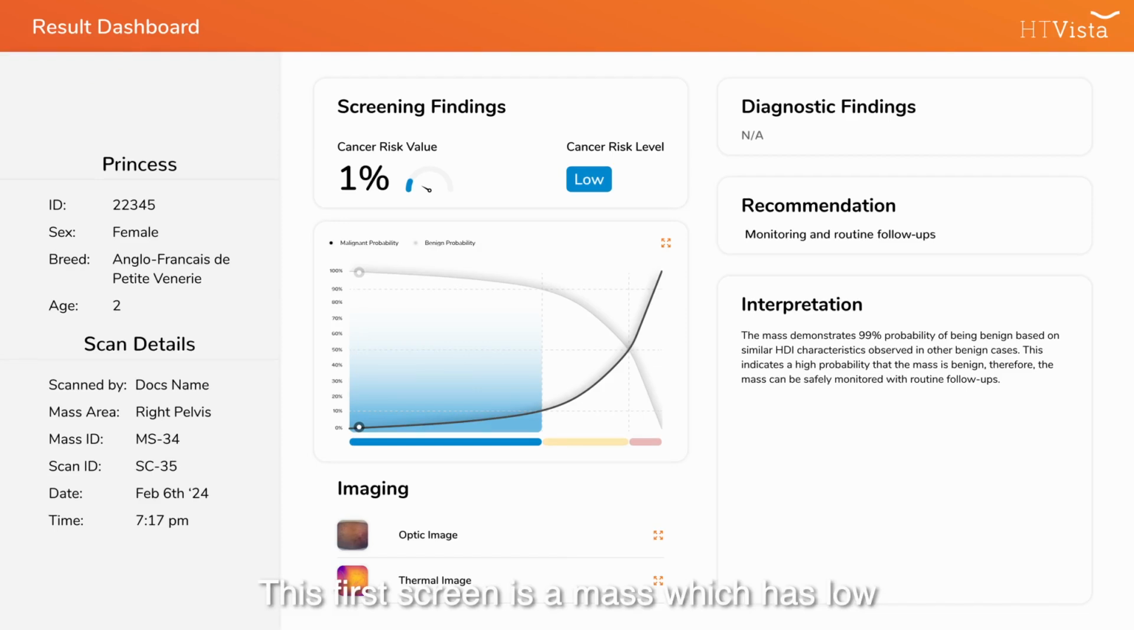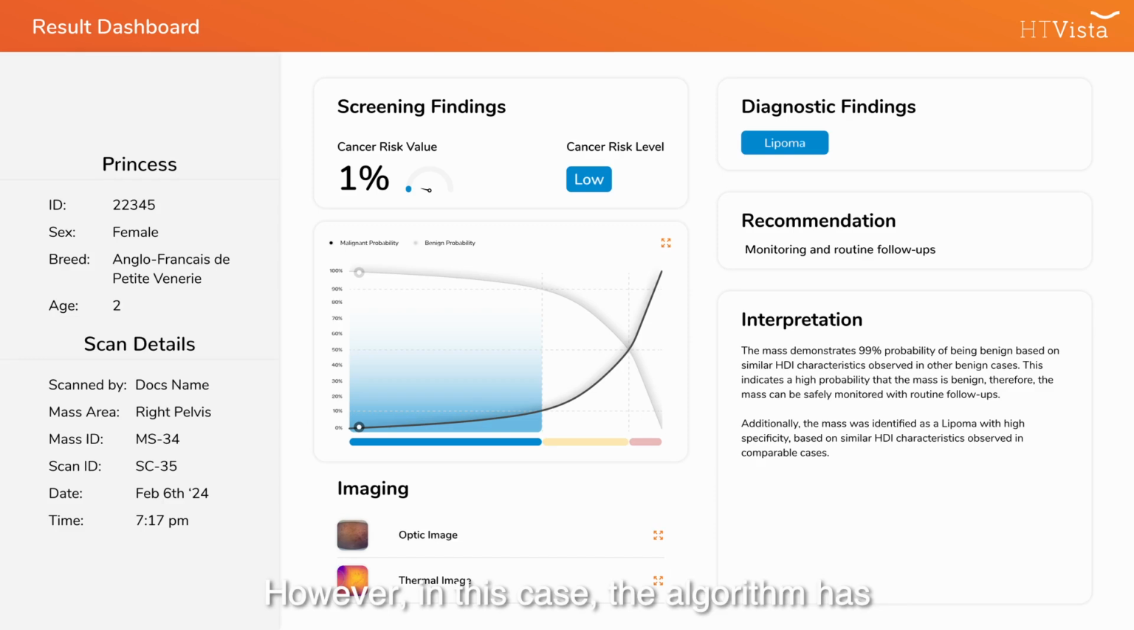This first screen is a mass which has low cancer risk value and low cancer risk level. The graph shows the animal's results relative to the population. You can enlarge the graph to get a closer look at this. In this case, the algorithm hasn't detected any diagnostic finding. However, in this case, the algorithm has identified this mass as a lipoma, and a diagnostic alert appears in the top right corner of the screen. In these cases, where the cancer risk is low, the recommendation is to monitor with routine follow-ups. You'll see further details on this in the interpretation box.